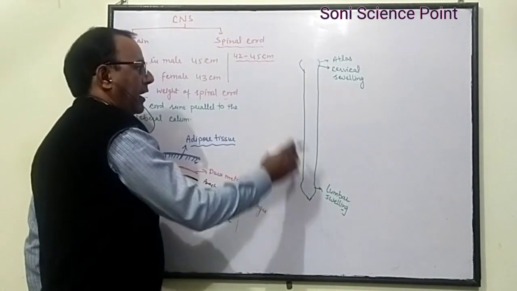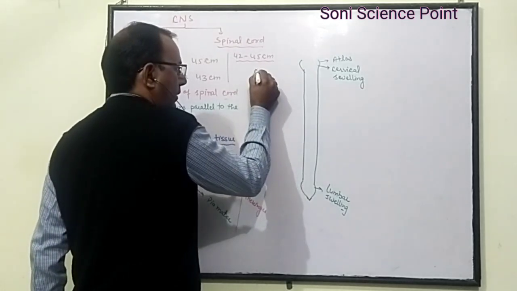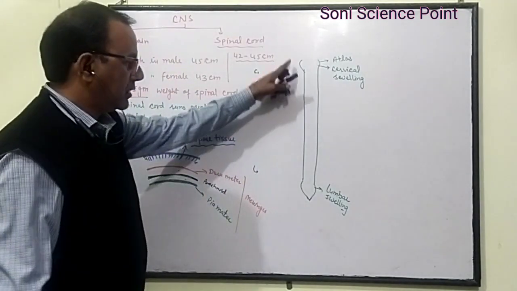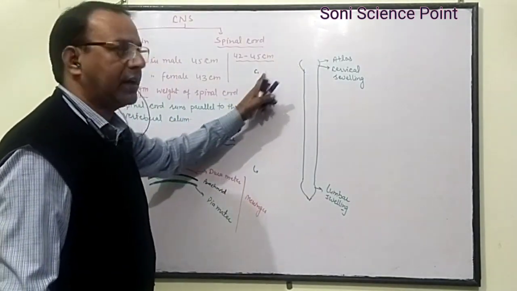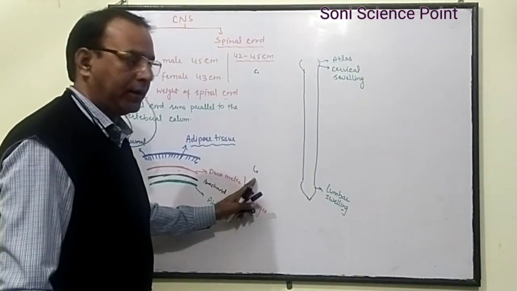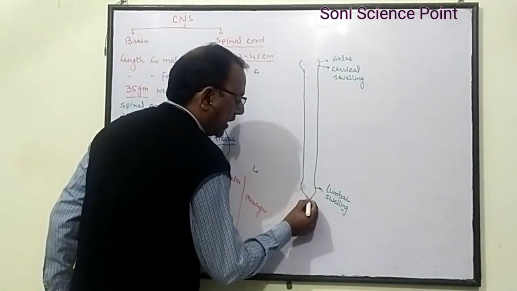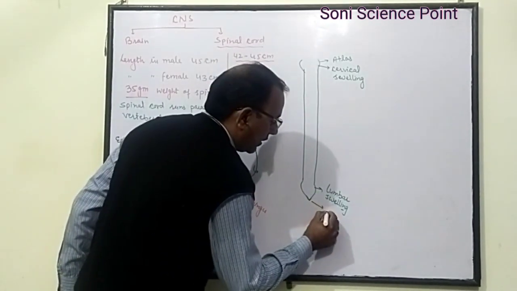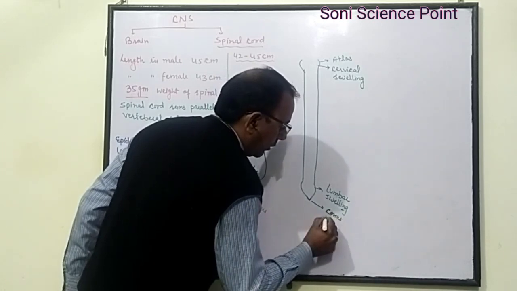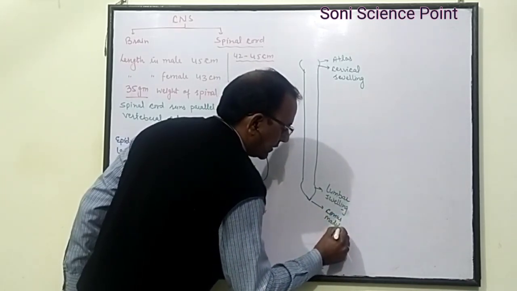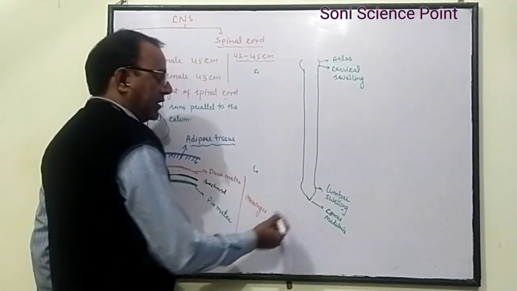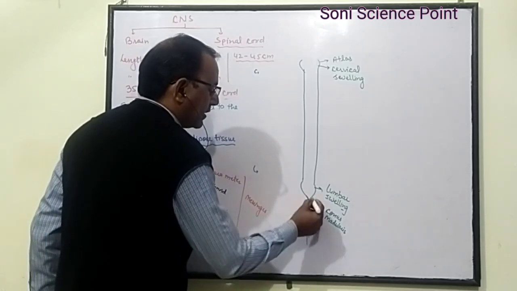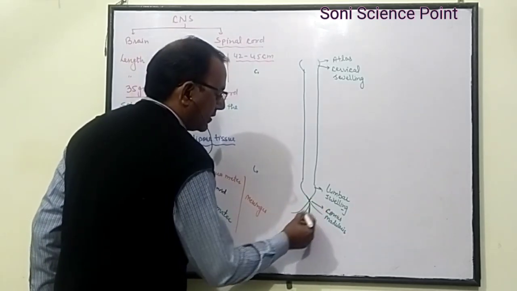The spinal cord extends from the first cervical vertebra to the first lumbar vertebra. After that, it tapers and forms a conical part called the conus medullaris. After that, the spinal cord continues as fibers, and some nerves arise from here.